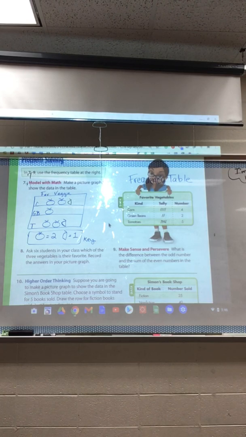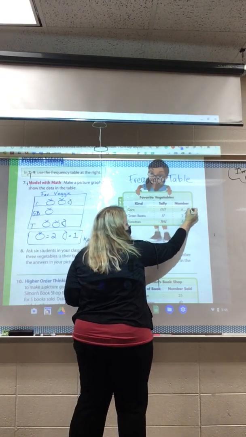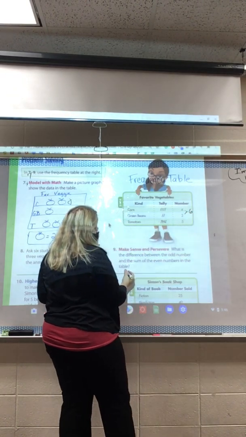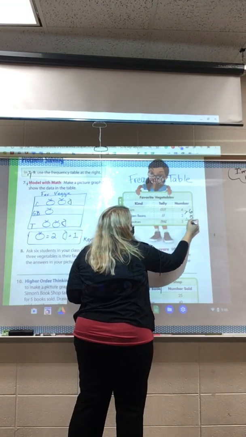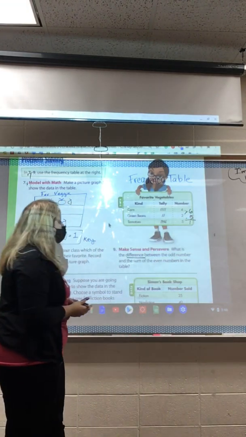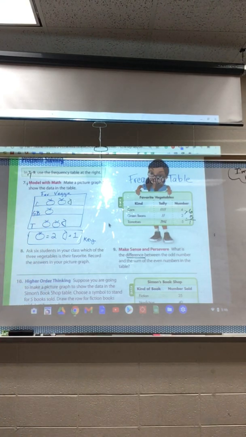Okay. What is the difference between the odd number and the sum of the even numbers in the table? So over here, what's the difference between the odd number and the sum of the even? Sum means to add. So we're going to add these 2 together and we get 6. Difference means that we're subtracting. So 6 minus 5 is going to give me 1. 1 vote is different. All right, let's go down to higher order thinking, and then you guys can move on to Sawdust for the day.